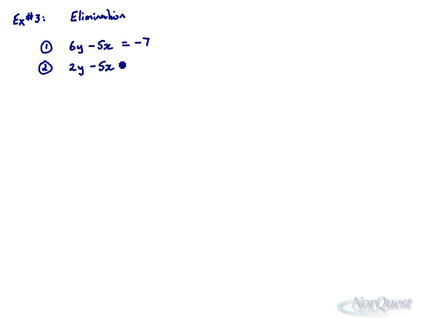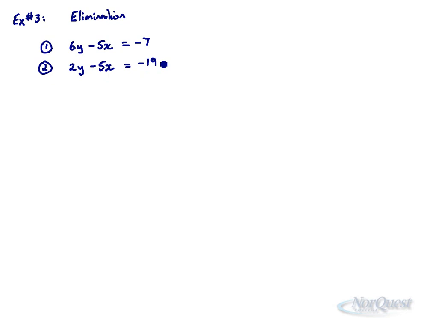So example number 3. We're going to use a process called elimination in this case. And here's our system. Equation 1 is 6y minus 5x equal to negative 7. Equation 2, 2y minus 5x equal to negative 19. So there's our 2 equations.